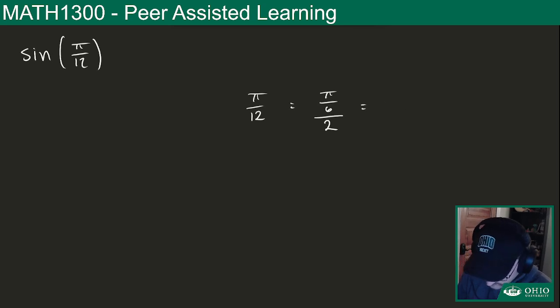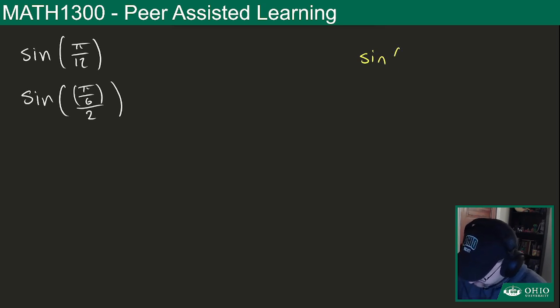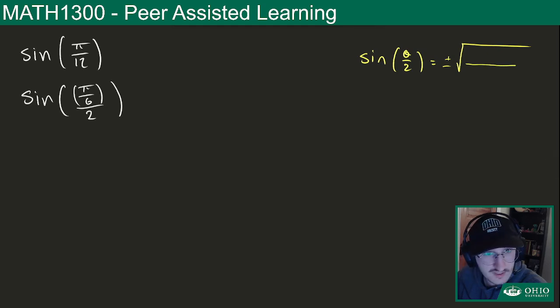Okay. So now we're asking about sine of pi over 6 over 2. And the angle identity we're going to want to use is the half angle formula for sine. And I will write that out really briefly. That's going to be sine, excuse me, of theta over 2. That is equal to plus or minus the square root of 1 minus cosine theta over 2.